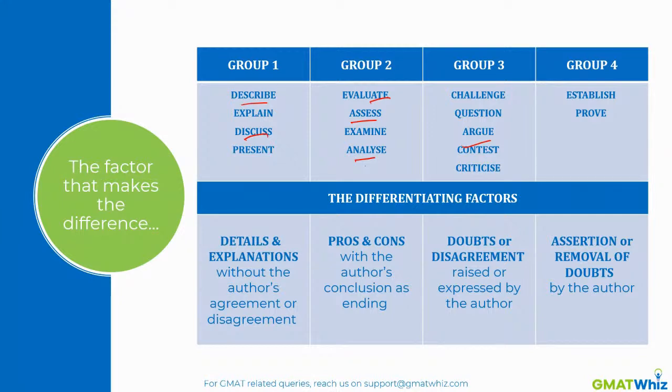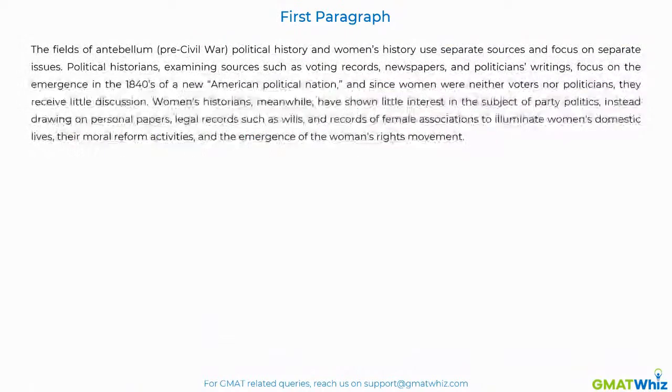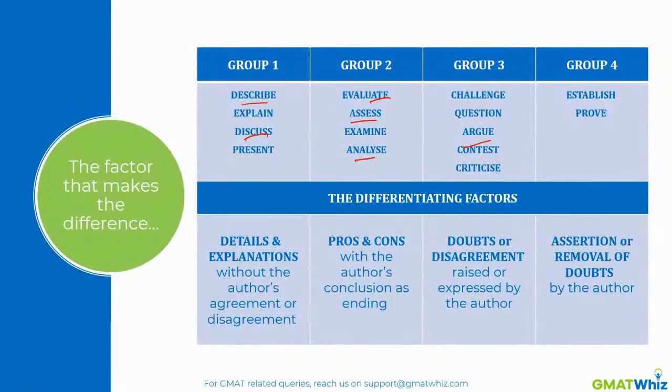Whenever the author is challenging or questioning, then the author is trying to display his doubt or disagreement regarding something. So doubt and disagreement is also a conclusion, but it is not a resolution. It's not where the author is drawing a conclusion. The author is saying whatever conclusion is drawn by somebody else is not correct. And of course, the purpose of establishing and proving, it's a very strong word, simply means that the author is trying to remove the doubts. So very minor differentiating factors, guys.